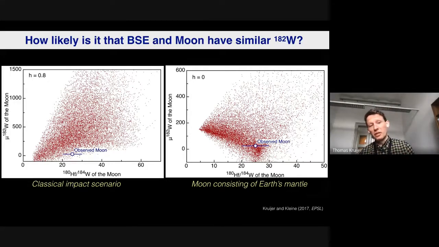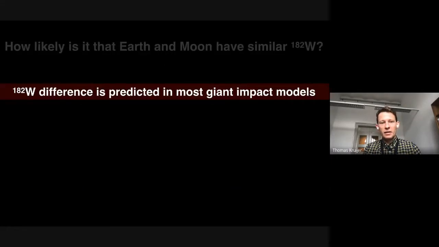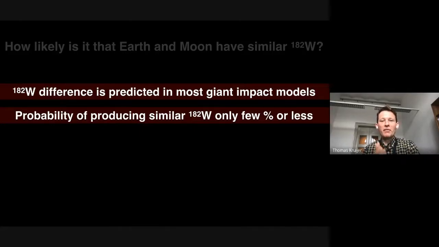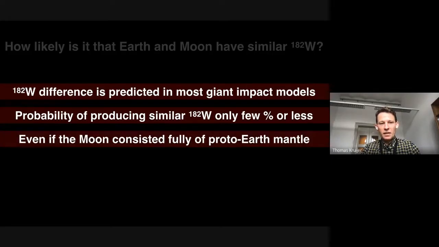This has also been reproduced in another study by Fischer et al., using more sophisticated models for this. And the conclusion is that it's a very small probability situation to get exactly the same tungsten isotope compositions between the Earth and the Moon. By contrast, a significant tungsten isotope difference is predicted in most giant impact scenarios, and the probability of producing similar tungsten isotope compositions is only a few percent or less. And this is the case even if the Moon consisted mostly or fully of proto-Earth mantle.